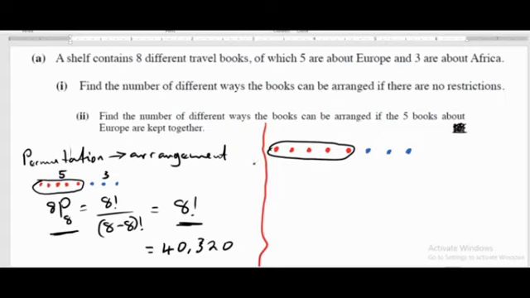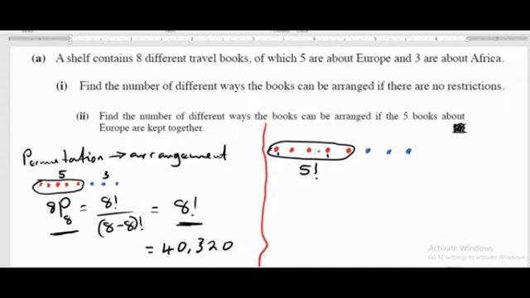This is what we are simply going to do. There are two things that are going to happen here. The first thing is that the books about Europe within the shelf can rearrange. That is, the first one here can be interchanged with this one. So they can mix up. That means we are going to have 5 factorial among the books about Europe.